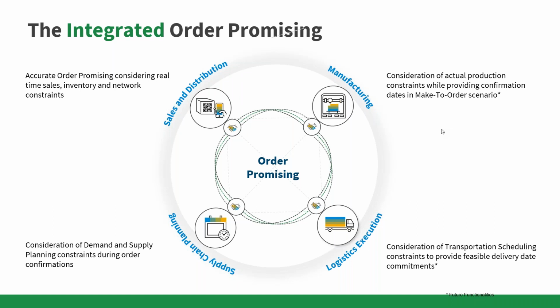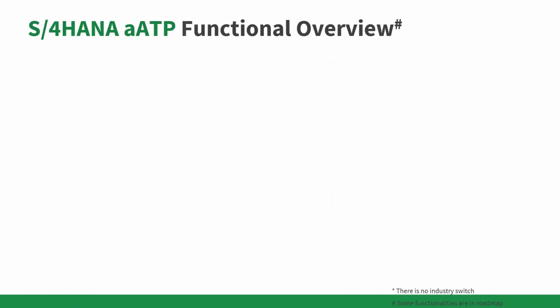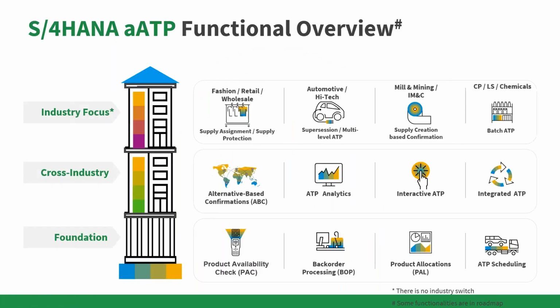Very quickly, to give you some of the solution highlights, if you go to the next slide, what are the different functionalities that are currently available? We can divide it into three aspects. One is the foundation layer. In the foundation layer, we have the product availability check, backorder processing, product allocation, and order scheduling. In the first floor of the house that you see, we have the cross-industry functionality, which is alternative-based confirmation, ATP Analytics, interactive ATP, and integrated ATP. And then in the top floor we have some of the industry-focused functionalities.